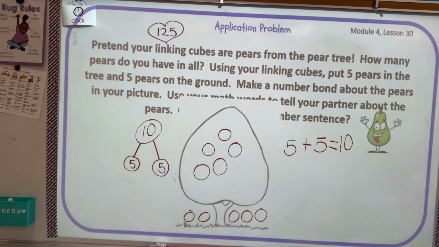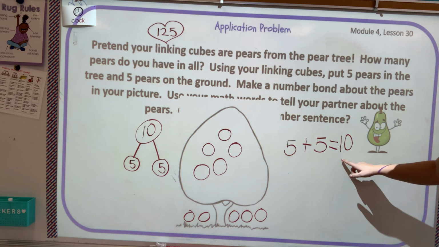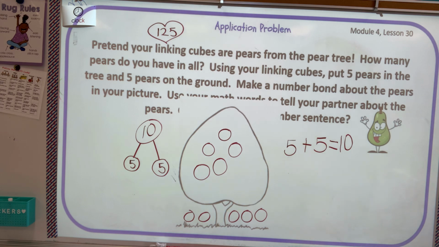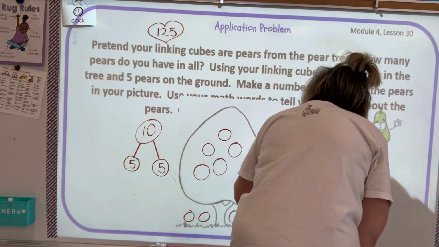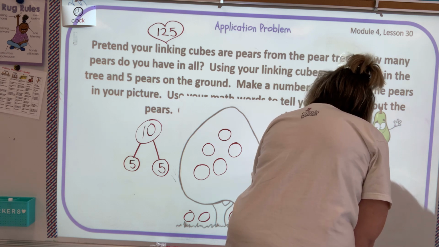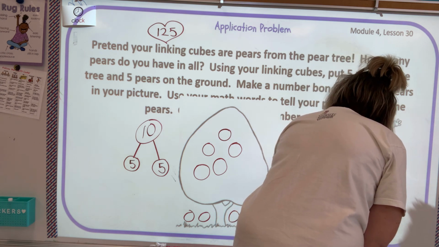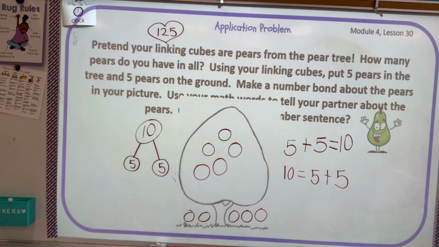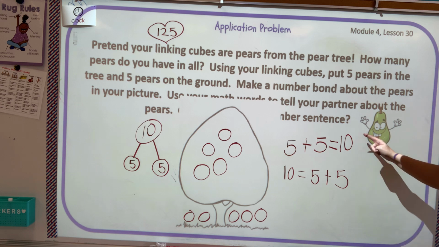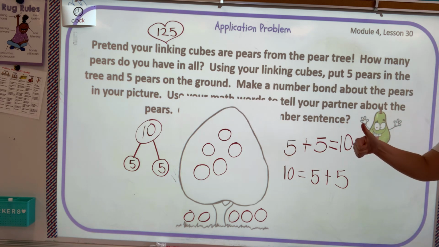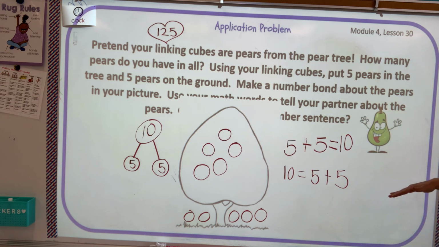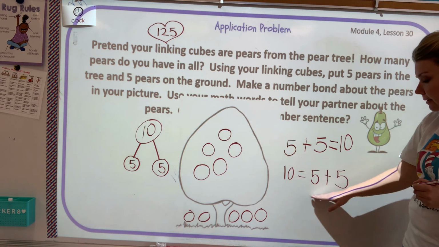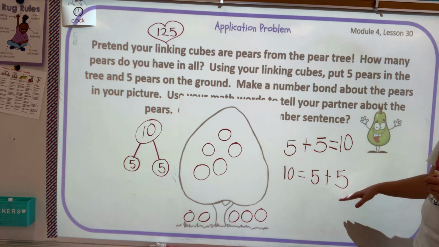I did 2 ways. Tell me a way that's different from Landon's. 10 equals 5 plus 5. And I have 5 plus 5 equals 10. Excellent. Are both of these number sentences correct? Yes, they are. Go ahead and write the second number sentence. If you wrote yours like Landon, write it this way. If you wrote yours like Carolyn, write it this way.